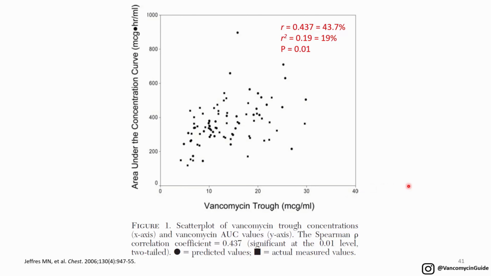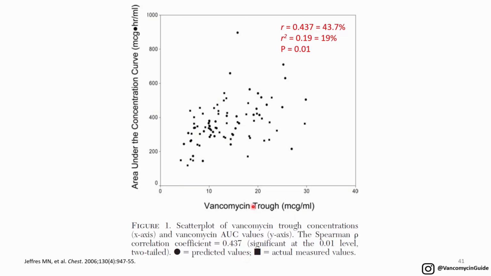Now let's see the correlation between trough and AUC. These guidelines from 2009 and 2011 said that you can use trough as a surrogate for AUC, because we know AUC is the PK/PD target for efficacy. So AUC actually determines efficacy.